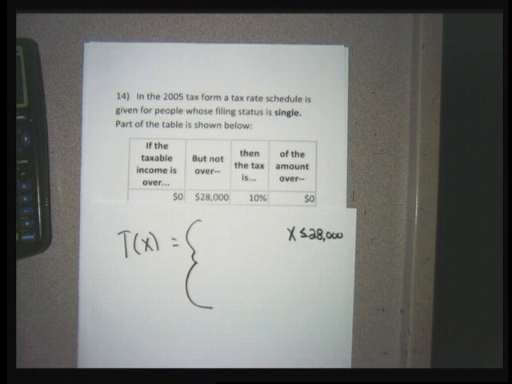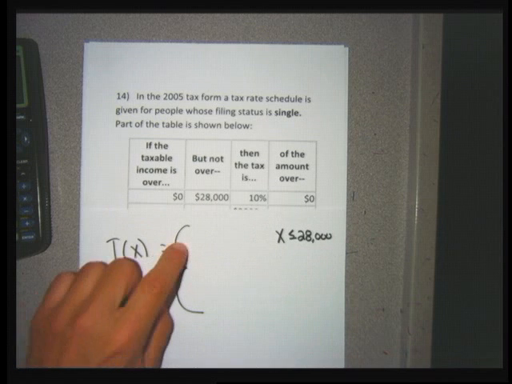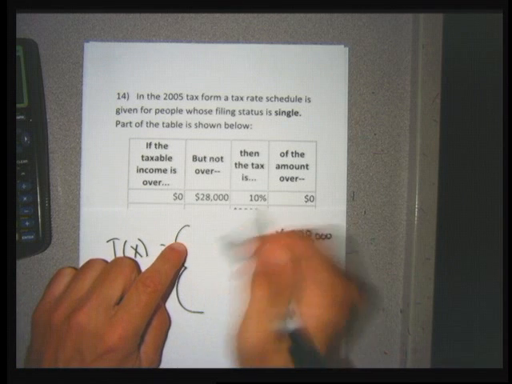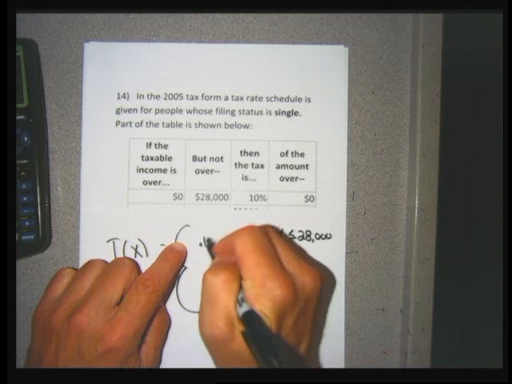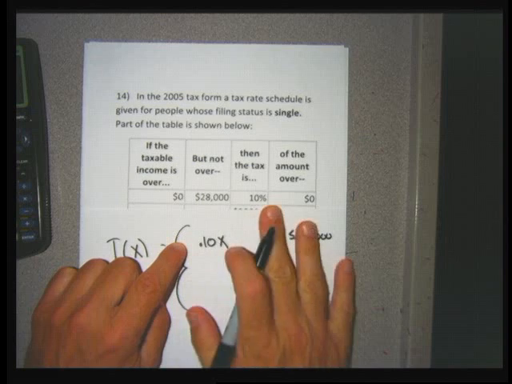Once it gets over $28,000, $28,000 and a penny, your tax rate goes up on that last penny, and you pay 20% tax. For the first $28,000, my tax rate is just 10% times the amount that I earn, and that's all that it is.